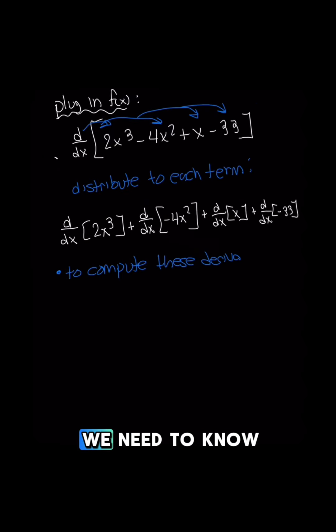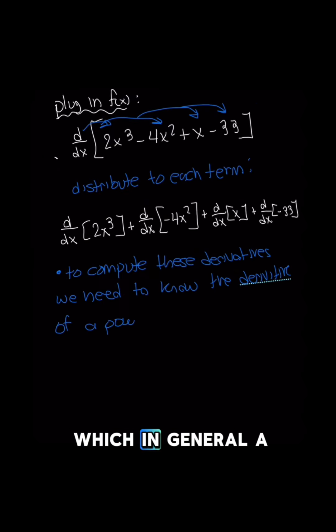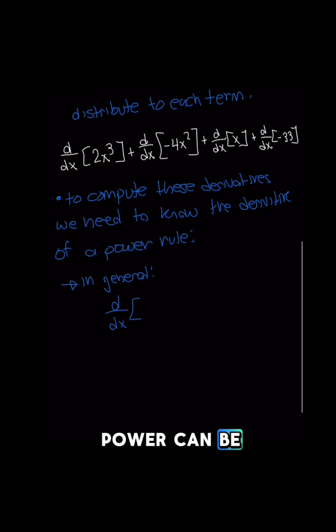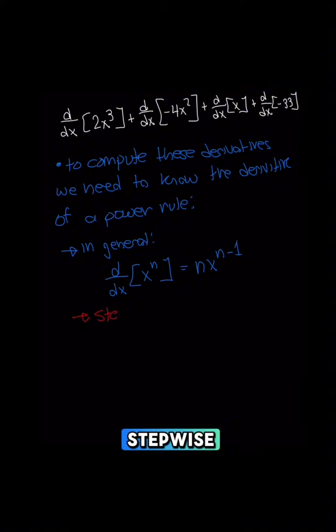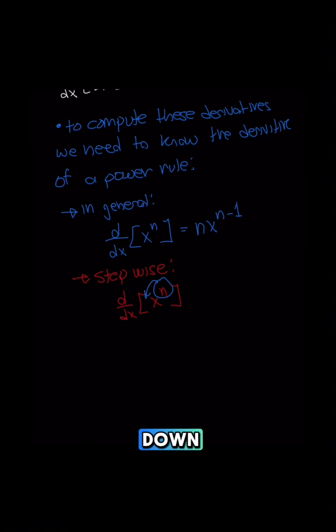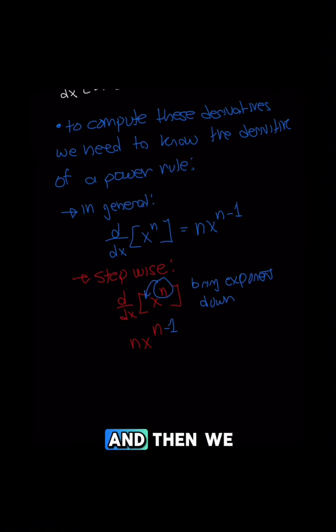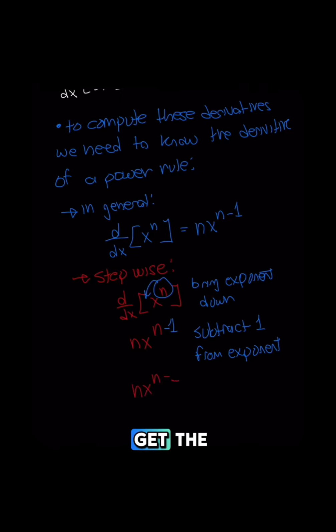To compute these derivatives, we need to know the power rule, which in general, the derivative of a power can be written like this, where we're taking the derivative with respect to x of x to the n, where n is just some random number. That's just equal to n x to the n minus 1. So what actually happens here? Stepwise, we can look at it here. We bring the n down. So we bring the exponent down, and then we subtract 1 from the exponent, and we get the expression.